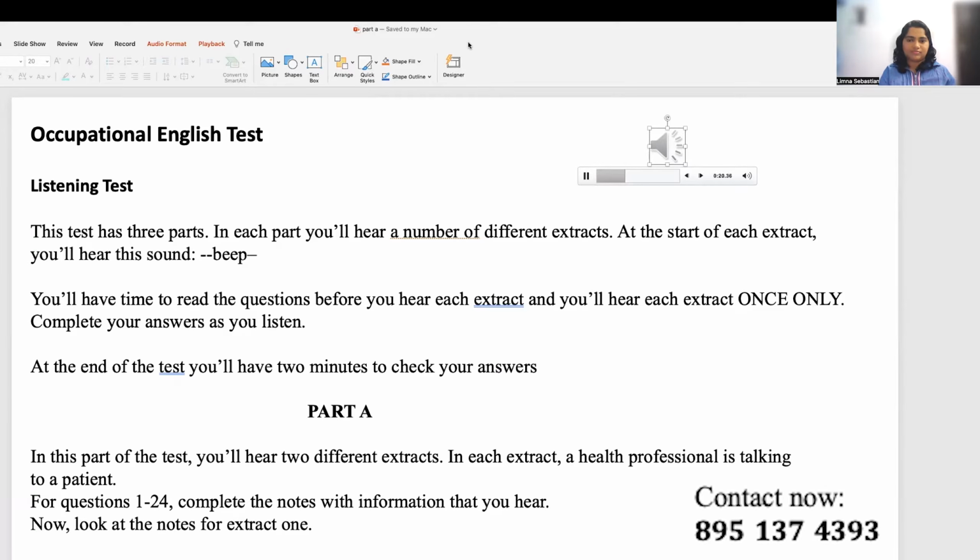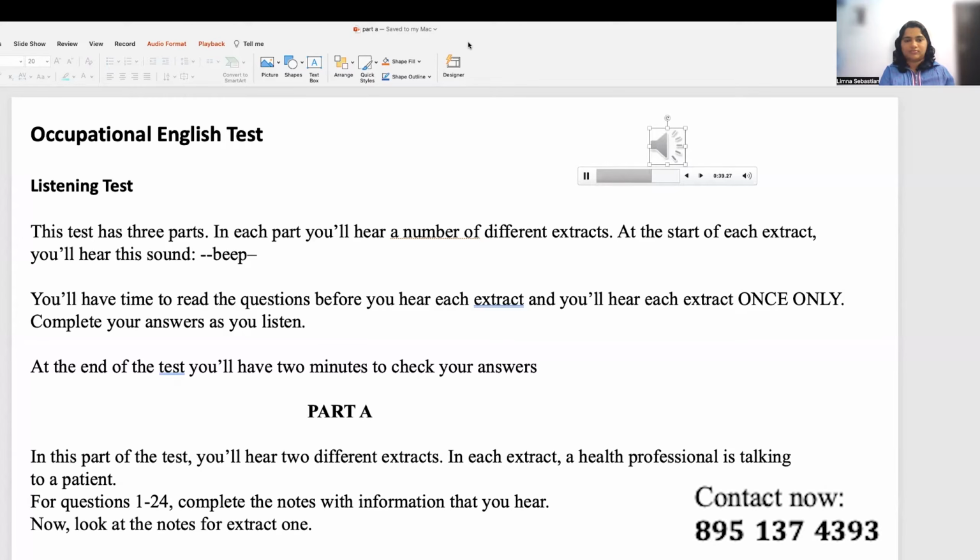You'll have time to read the questions before you hear each extract, and you'll hear each extract once only. Complete your answers as you listen. At the end of the test, you'll have 2 minutes to check your answers.